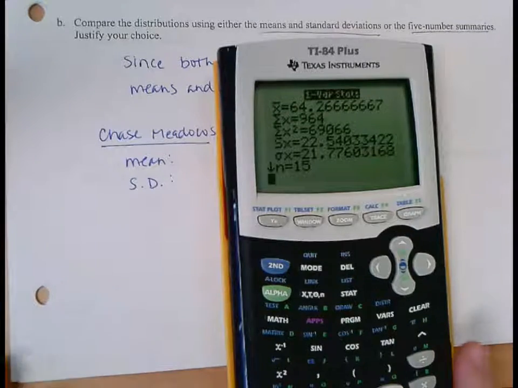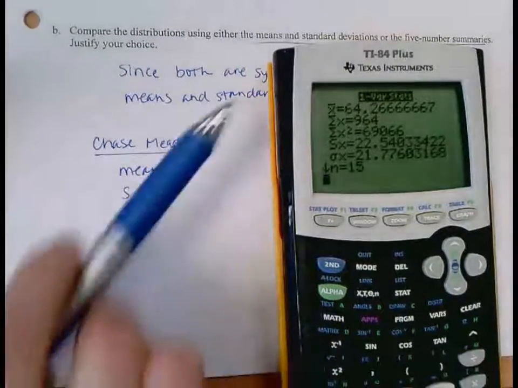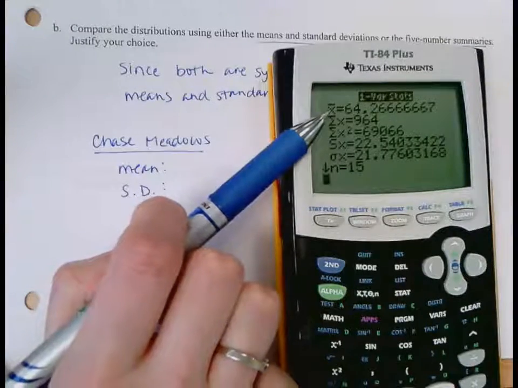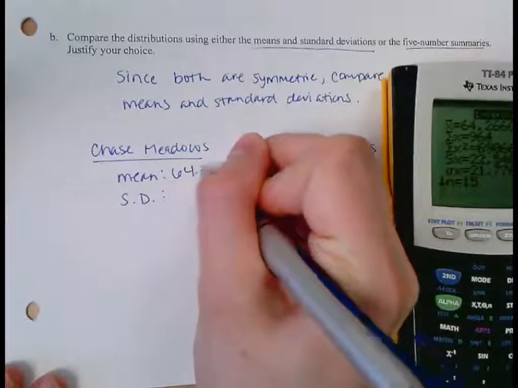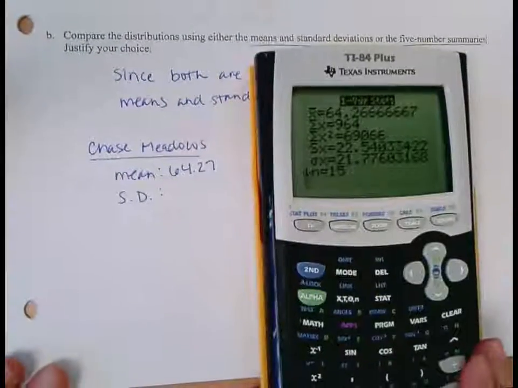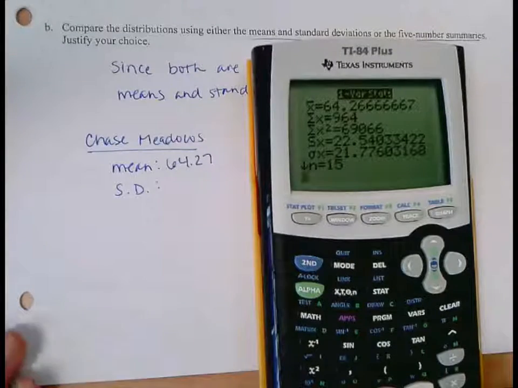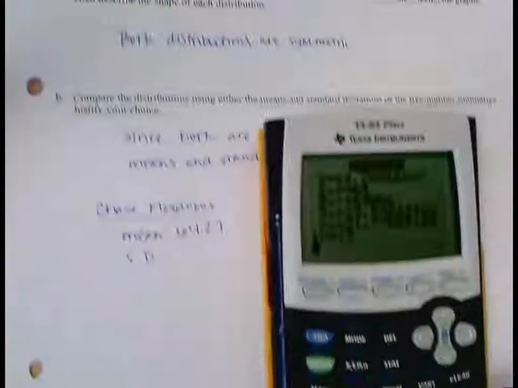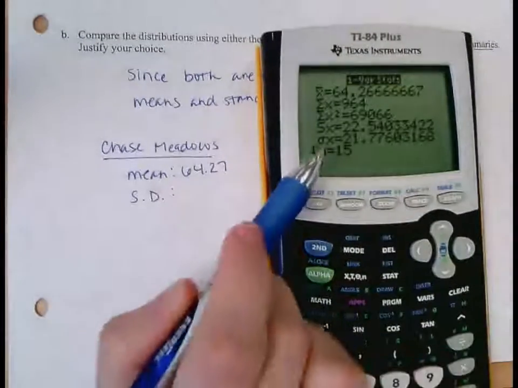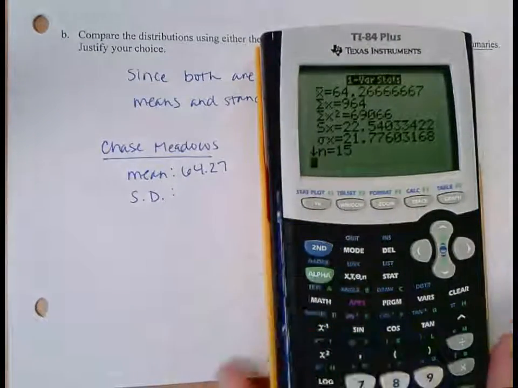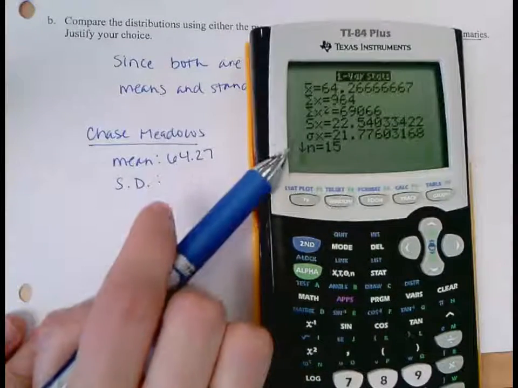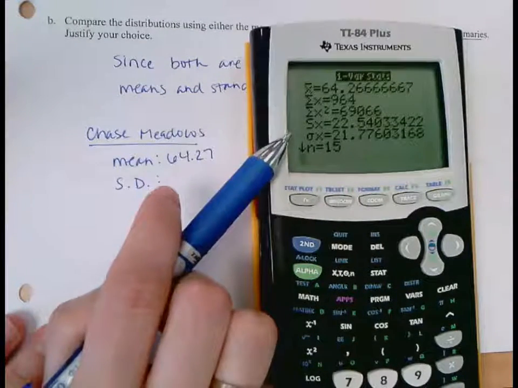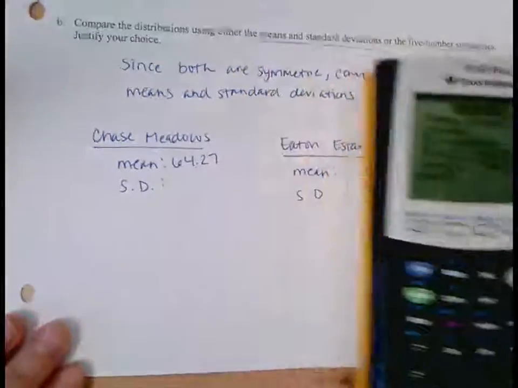So this would be the information for the Chase Meadows. So our mean, again, is the X bar. So I would round that, I'll say 2 decimal places, so 64.27. And then standard deviation. So again, we have to choose if we want the SX or the sigma X. Since we were told this was a sample, do we want the S or the sigma? The S for the sample, so 22.54.